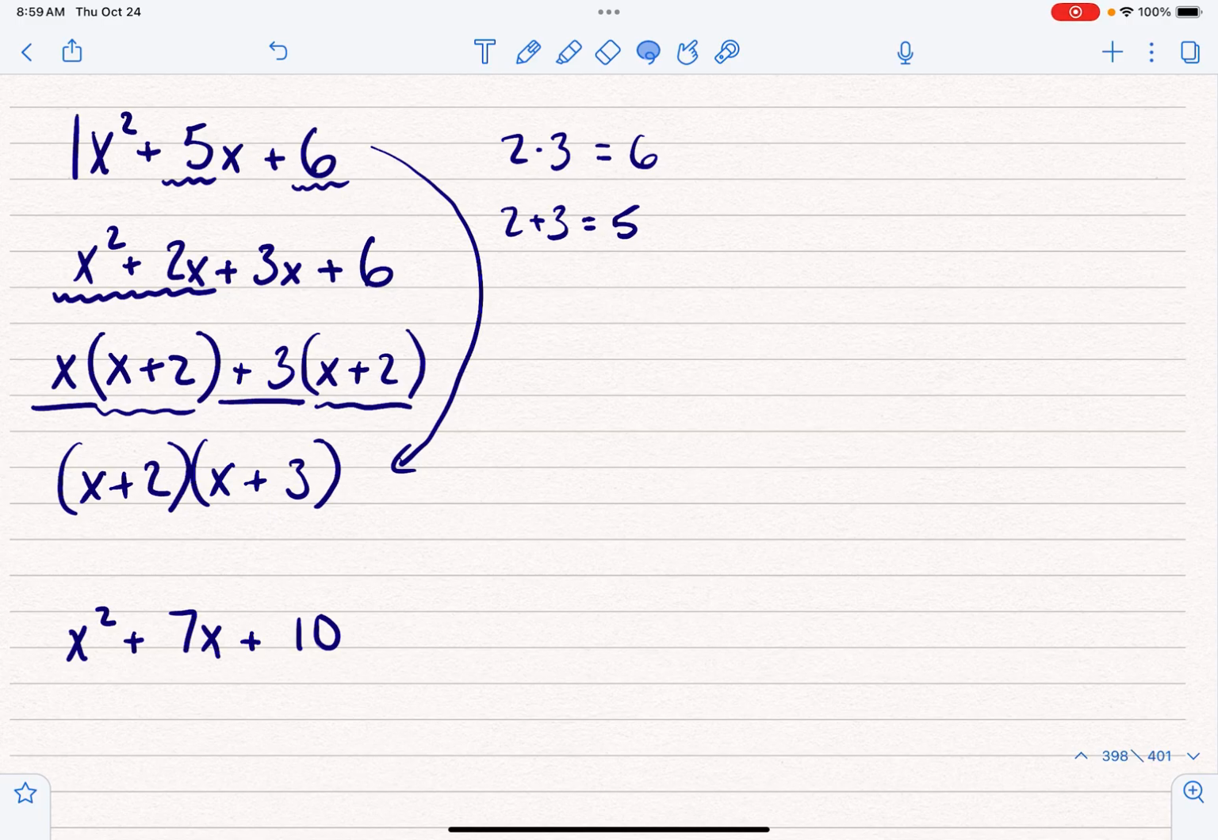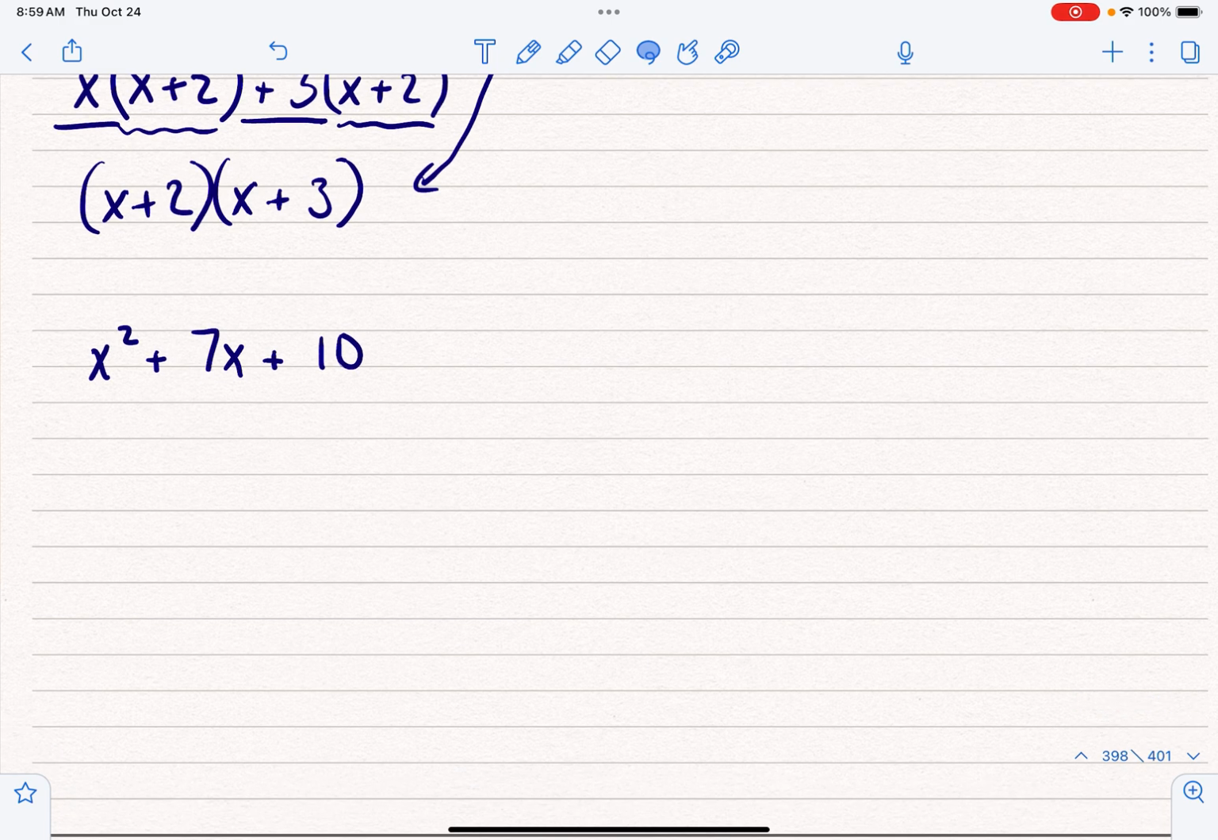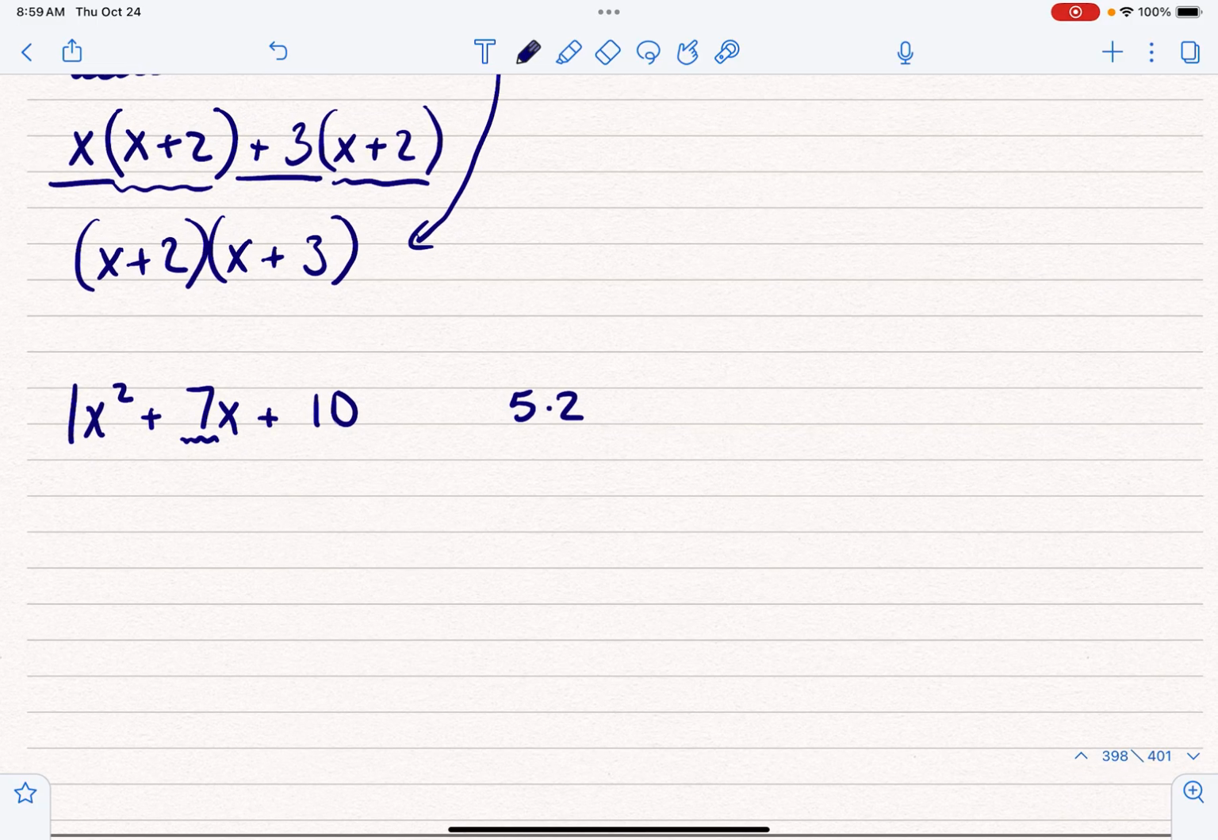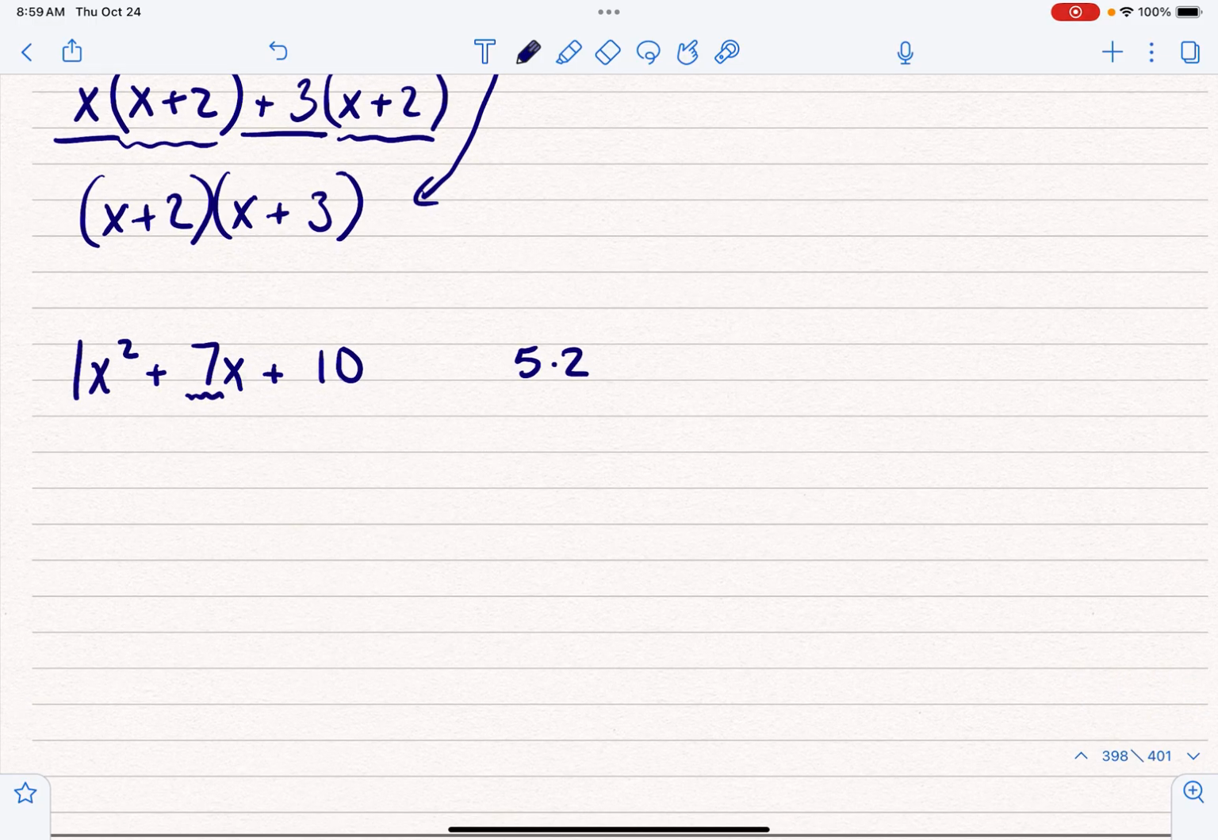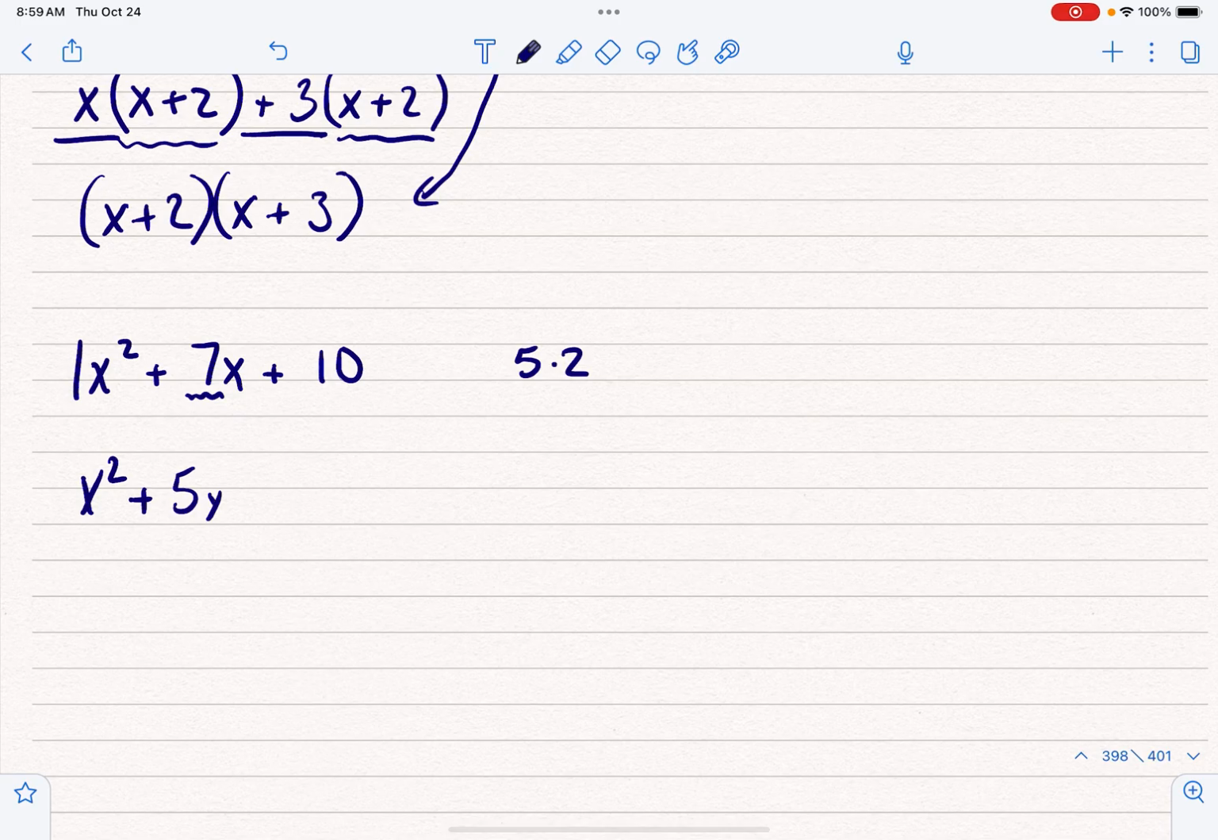Okay, now let's try it together. Okay, so again, I go, what's that leading term? Well, it's just a 1. 1 times 10 is 10. Okay, and I'm looking for factors of 10 that add up to be 7. And I think of 5 and 2. Okay, and so what I'm going to do is I'm going to say this is going to be x squared plus 5x plus 2x plus 10. I split the 7x into these two terms.